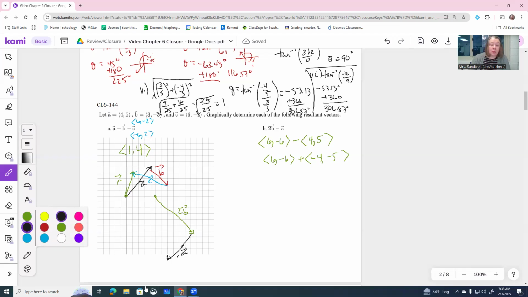So my resultant is from here to here, right? And if I look at this, it should be 2, negative 11. So is that what it looks like to get from here to here? Yeah, over 2 and then down 11. So that's my resultant for that one.